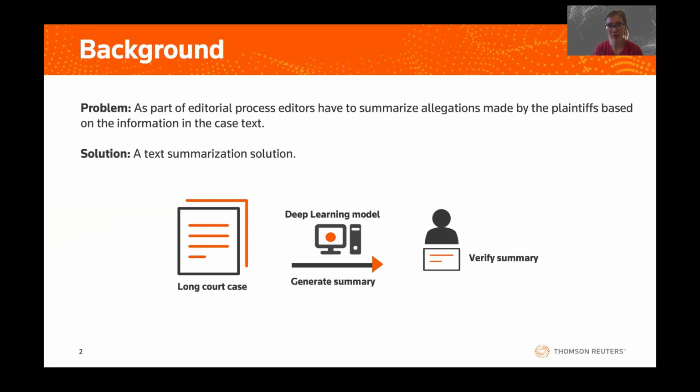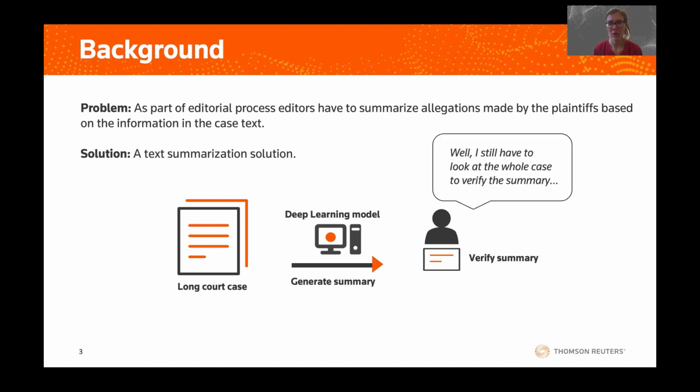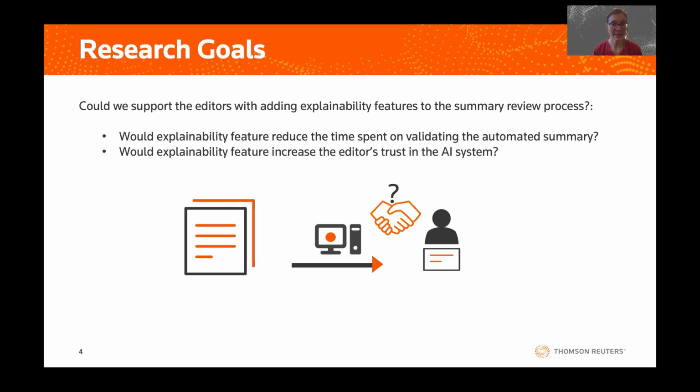This was a deep learning model, a pointer generator network, and from the evaluations of the model, we've concluded that this should be a human-in-the-loop solution where the editors have to verify each summary. However, what we heard was that the editors felt they still needed to look at an entire court case to be able to verify the summary. So, in this work, we've researched if we could support the editors by adding explainability features to the summary review process. Namely, would explainability help to reduce time spent on validating the summary, and could it help to increase editors' trust in the AI system.